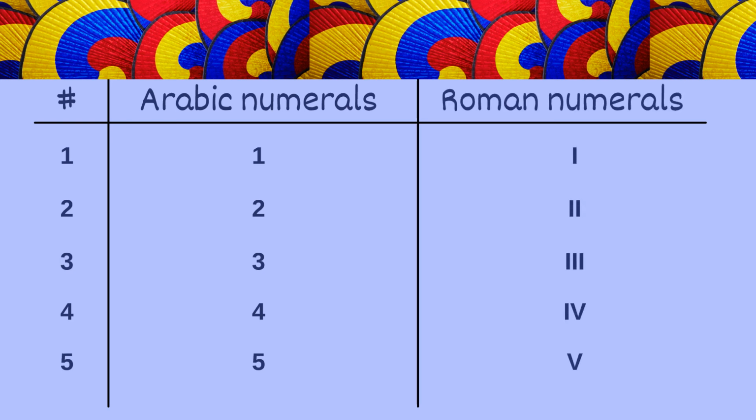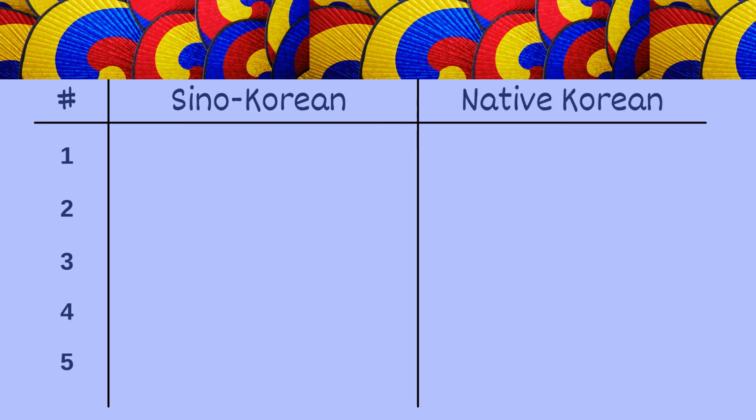Korea actually has 2 systems of numbers, just like we use Arabic numerals like 1, 2, 3, 4, and 5, but sometimes we use Roman numerals when we want to be fancy. The Korean system of numbers also has 2 variations. There is the traditional Sino-Korean system and the native Korean system. Let's see what the difference is.